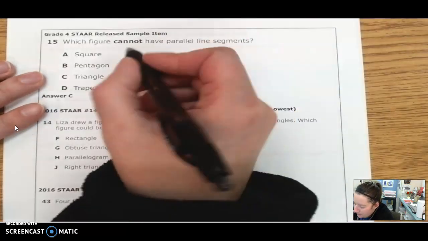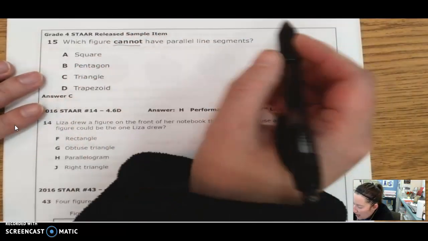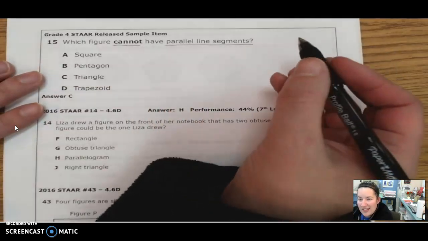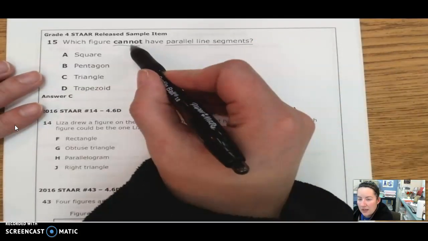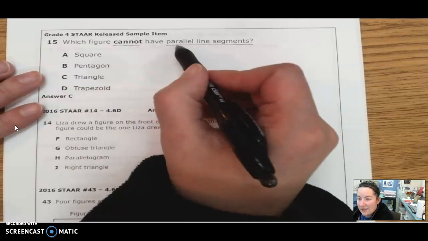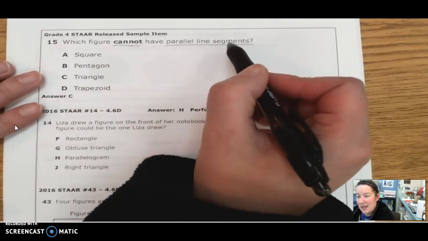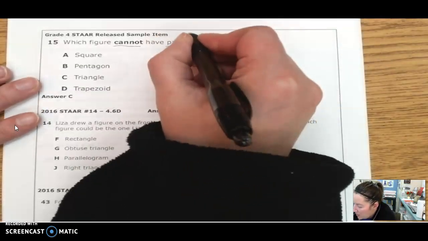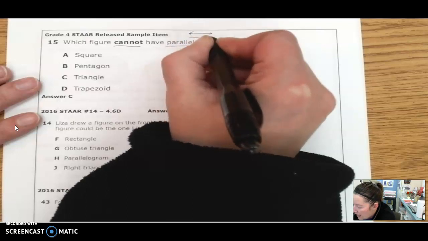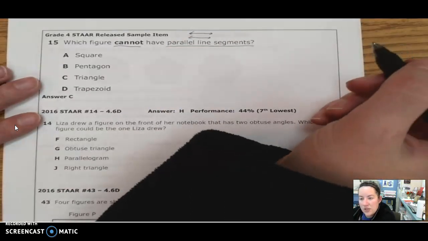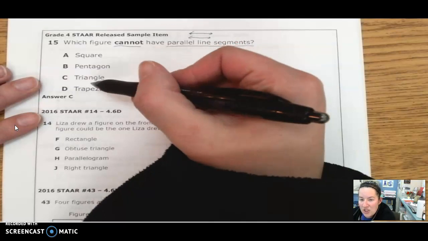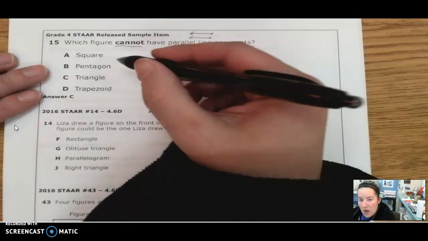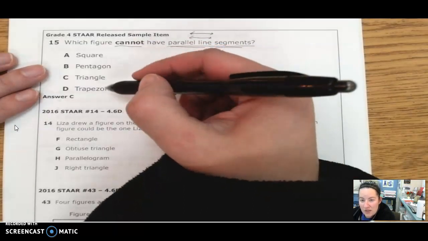So let's look. Which figure cannot have parallel line segments? For a question like this, you have to first think, okay, cannot have what? Parallel line segments. That means you have to know what parallel lines are. We just have been talking about this. Parallel lines never, ever, ever touch. So you're looking for which one of these shapes does not have parallel lines. You're probably going to have to draw each of these, okay?